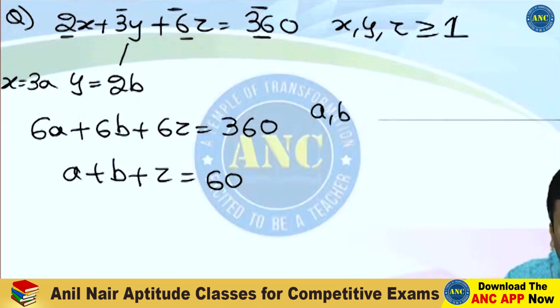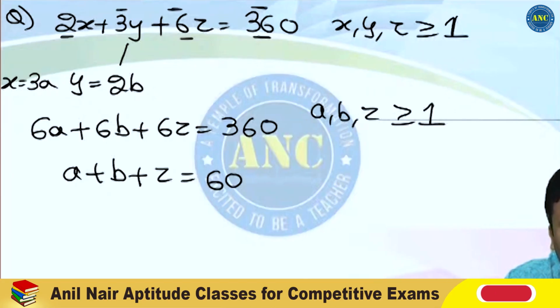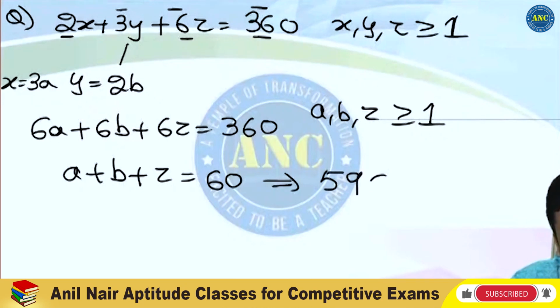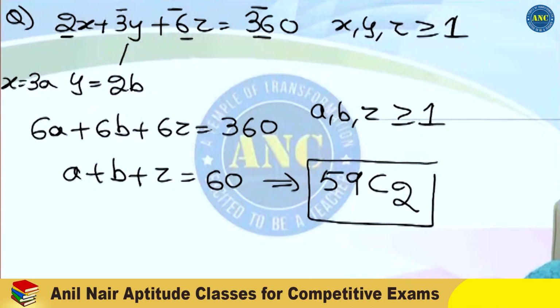All are starting from 1: a, b, z greater than or equal to 1. 60 means there are 59 gaps, so the answer is 59C2. We did not do a single calculation. We are using the concept of what if the variables start from 1. Next one. I hope the idea is clear.